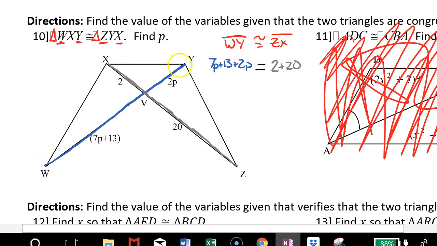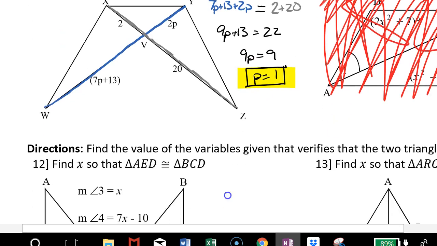So WY is made up of two segments, 7P plus 13 and 2P. And XZ, or ZX, is made up of two segments, 2 and 20. So I will take the expression 7P plus 13 plus 2P, which should be equal to 2 plus 20. Let's go ahead and solve this equation. Combine like terms on both sides. 9P plus 13 equals 22. Subtract 13 from both sides. That gives us 9P is equal to 9, or P is equal to 1.